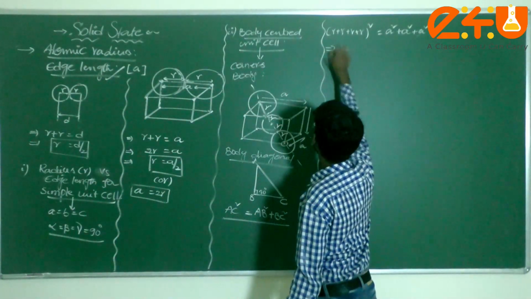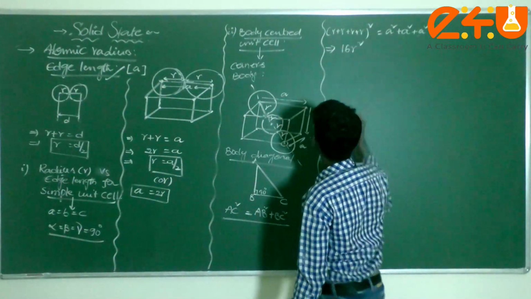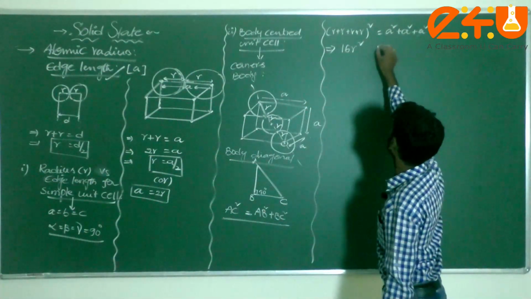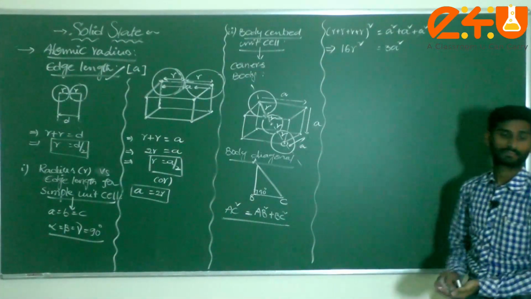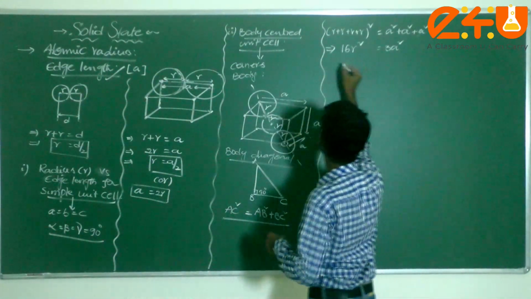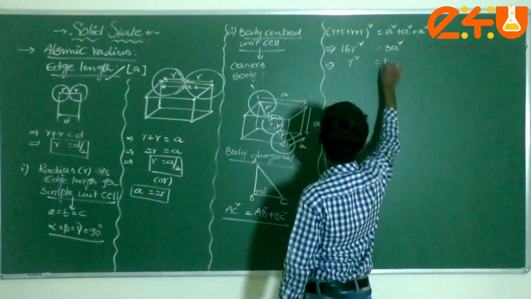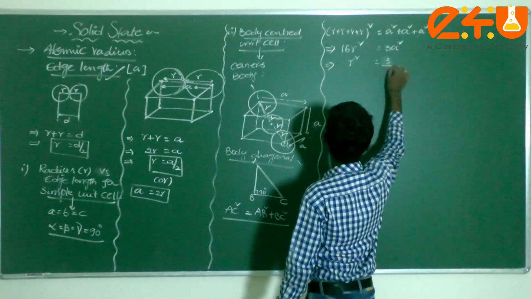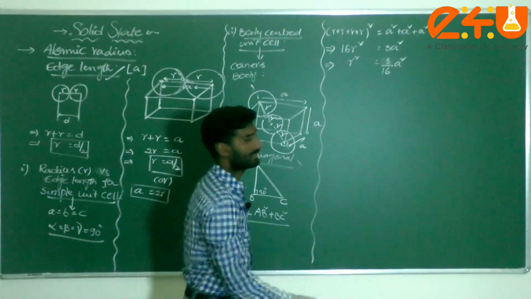I can write here 4R square, that is 16R square, is equal to 3A square. Am I correct or not? 16R square is equal to 3A square. That implies R square is equal to 3 by 16 into A square, or not? 3 by 16 into A square.